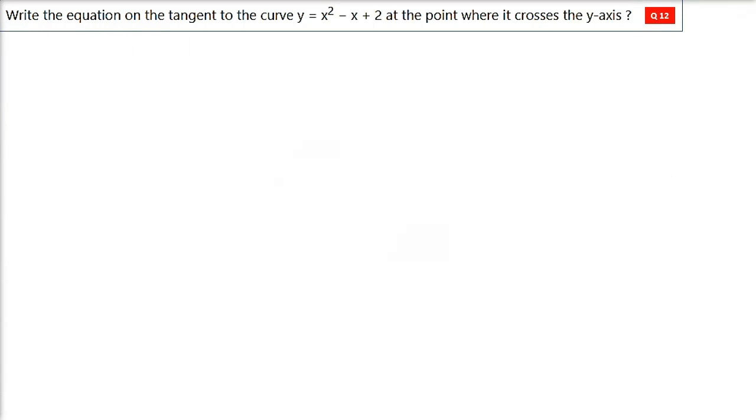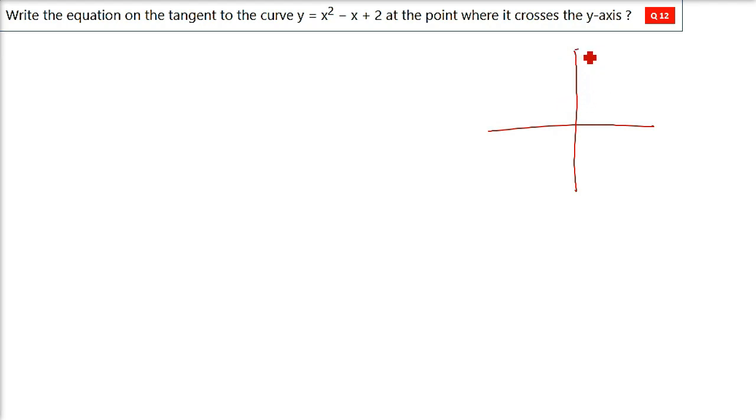Write the equation of the tangent to the curve, this one, at the point where it crosses the y-axis. So let me show you this diagrammatically first, what they are asking. There is a line which is intersecting the y-axis somewhere. We don't know the point as of now.